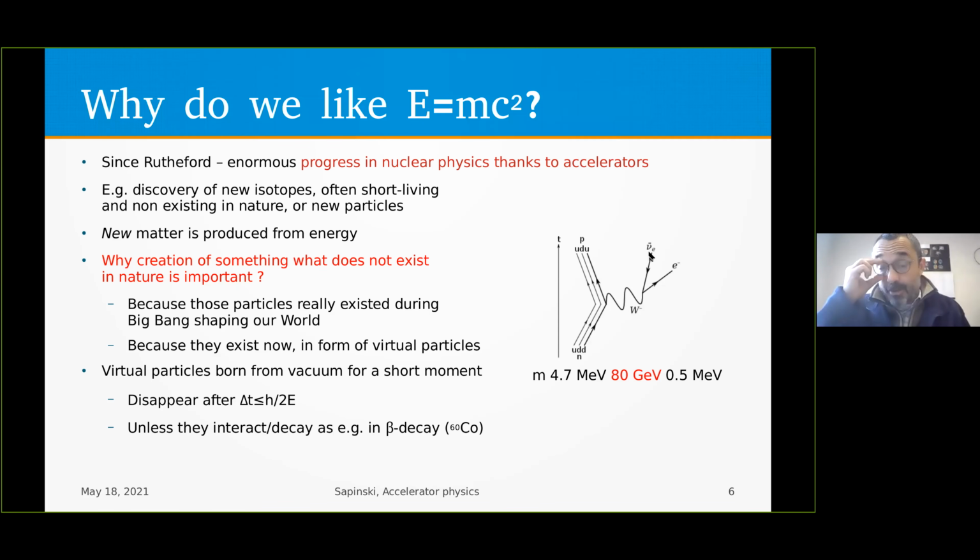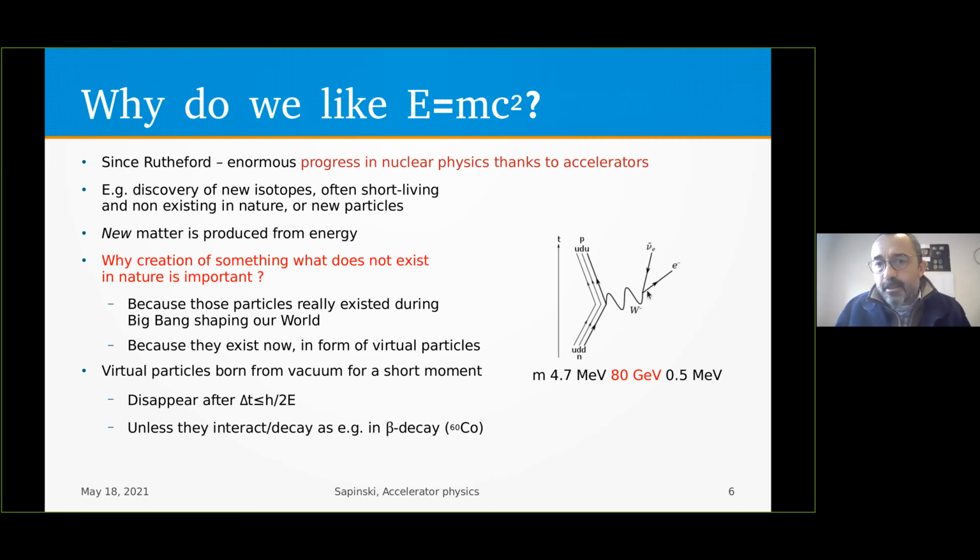Well, to understand it, we have to see that this decay goes through a particle which can exist only for a very short time because its mass is 80 gigaelectronvolts. So it's 80 times the mass of the proton. If this particle were lighter, then this decay would happen much more often, and our world would be completely different. So in order to observe this particle, we actually need to create it.